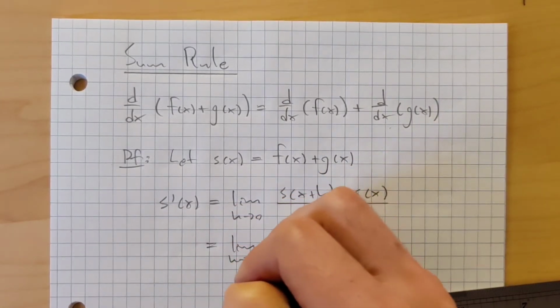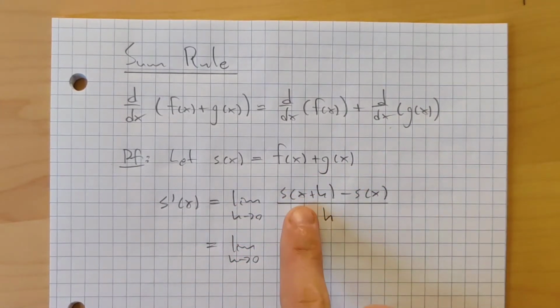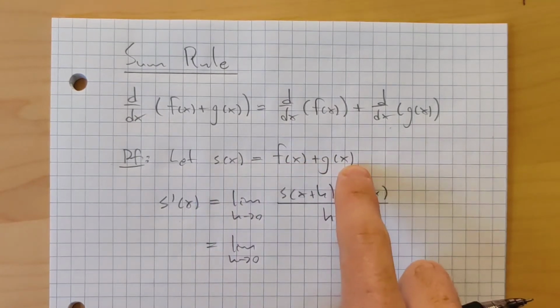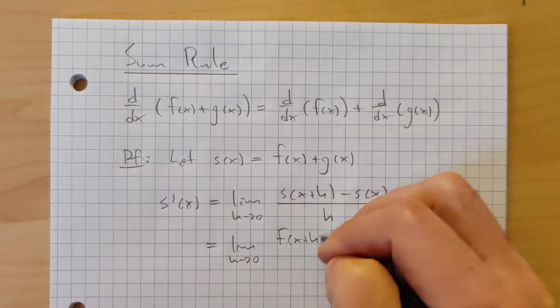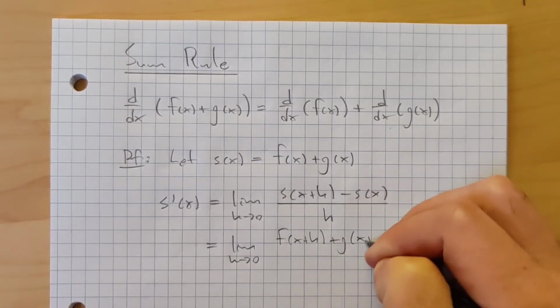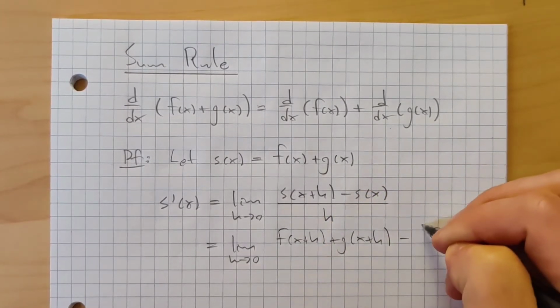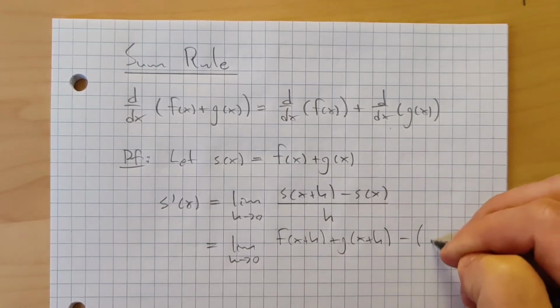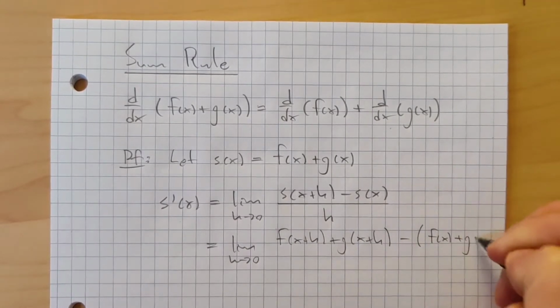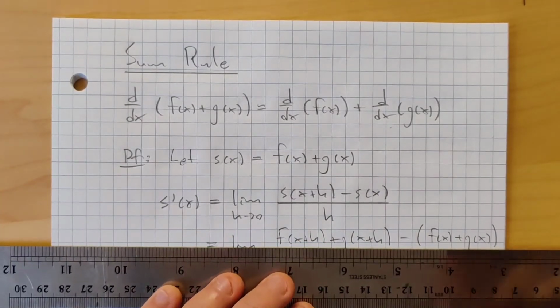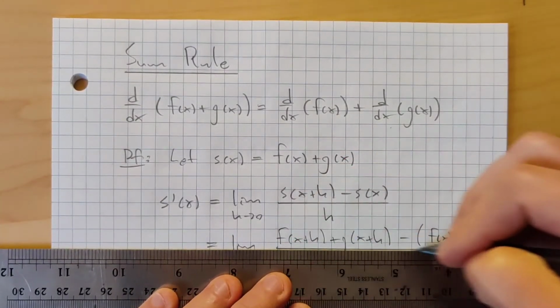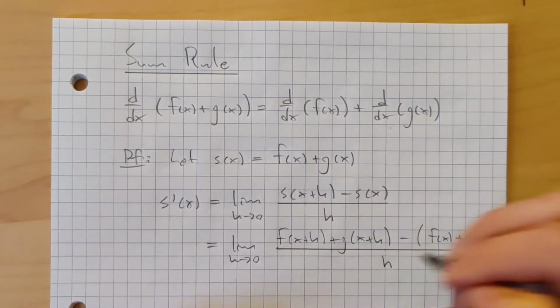All right. So s of x is f of x plus g of x, and therefore s of x plus h should be f of x plus h plus g of x plus h. S of x, of course, is f of x plus g of x.